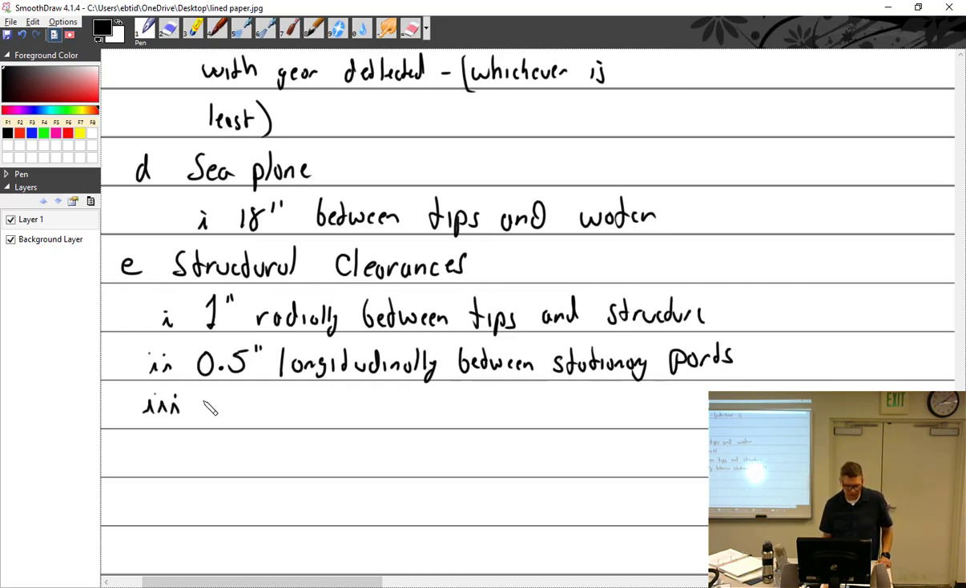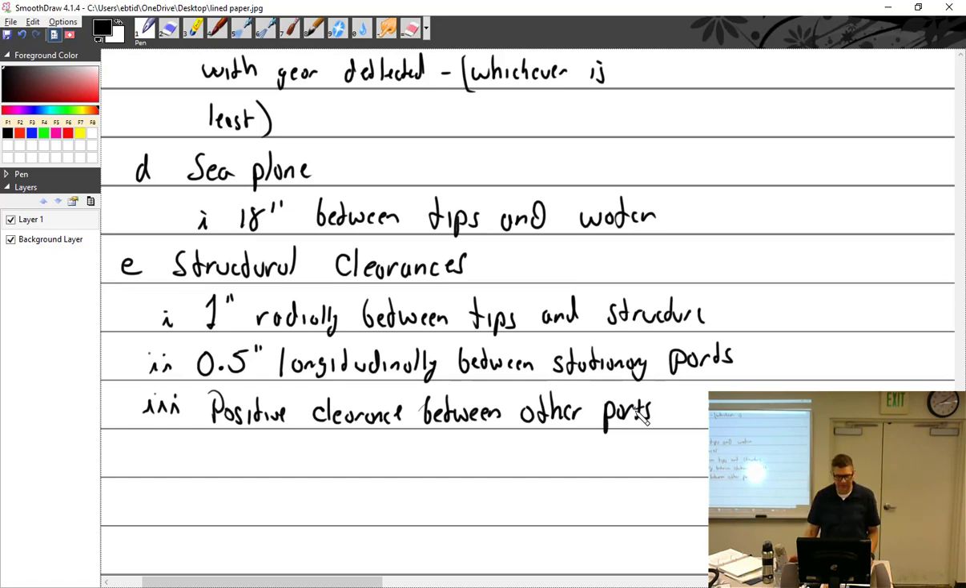And all others is positive clearance between other parts, such as spinner, other part prop spinner. Or cowling or something like that. You should probably throw cowling in there.